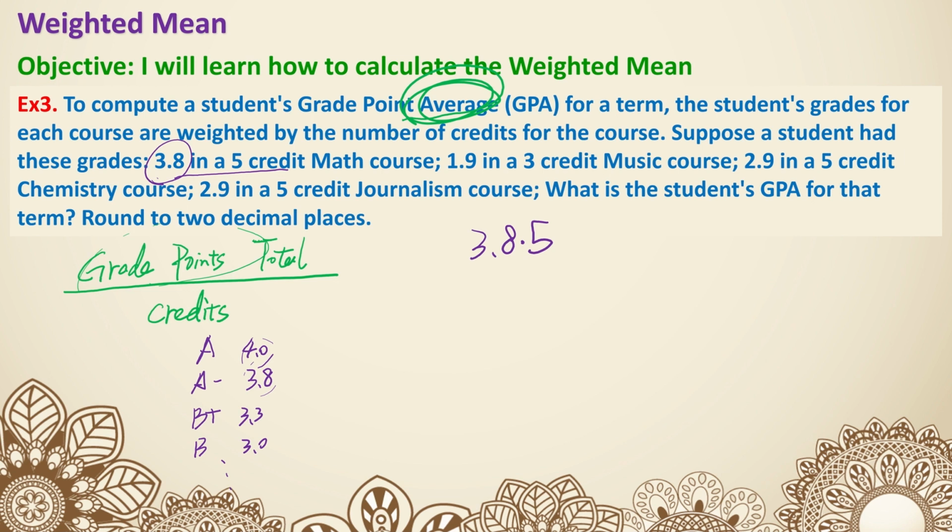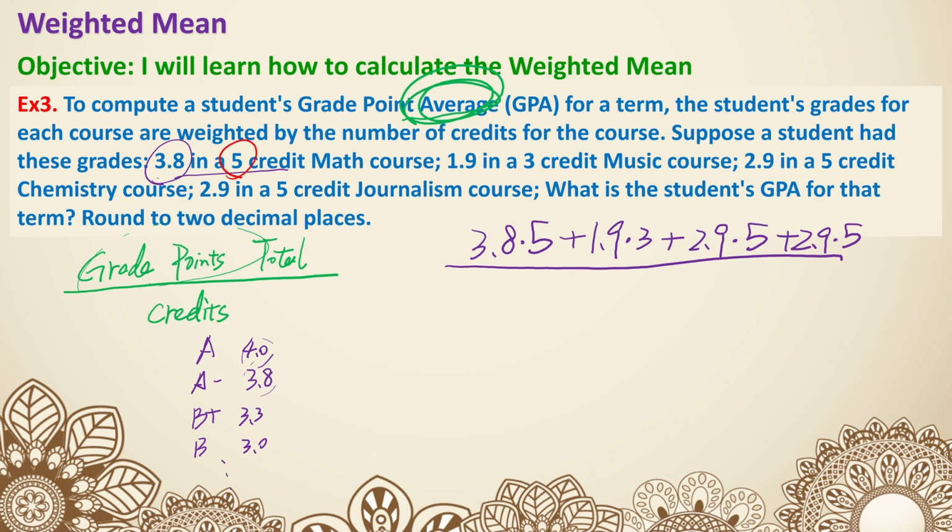I'm going to do the same thing for every single class. So it's 1.9 times 3, and it's 2.9 times 5. Lastly, another 2.9 times 5. And then we're going to divide by how many credits we actually took. So 5 credits, 3 credits, 5 credits again, and another 5 credits altogether. That is 18 credits. And then the top is going to be 53.7. The bottom is going to be 18. After you divide to 2 decimal places, that should give you a 2.98 as a GPA.